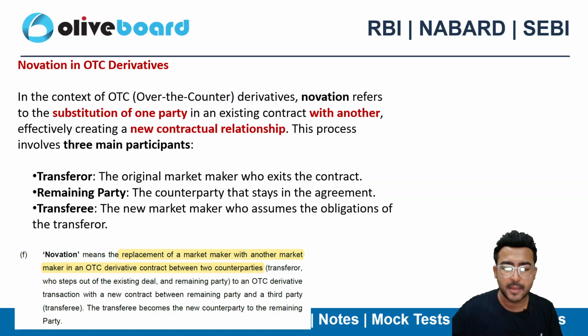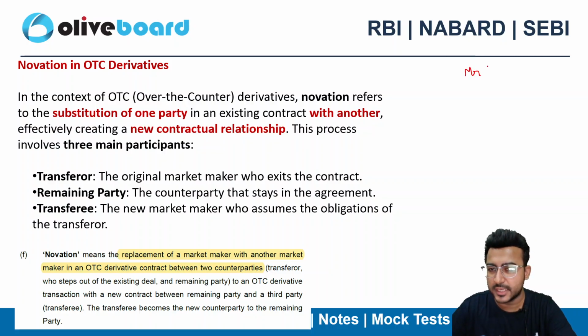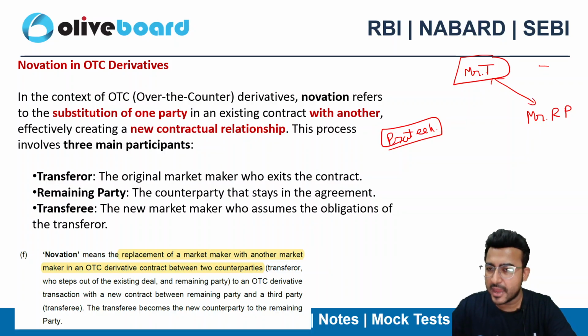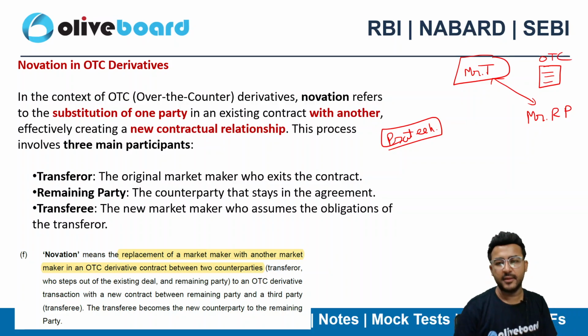Now, what do we mean by novation in the OTC derivative? Let's take an example quickly and try to understand the novation concept. Let's suppose there are three parties: Mr. T, Mr. RP, and me, Prateek. Mr. T and Mr. RP have already signed an OTC contract, right?